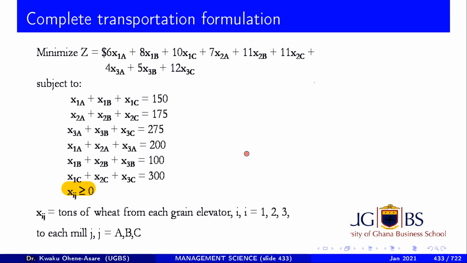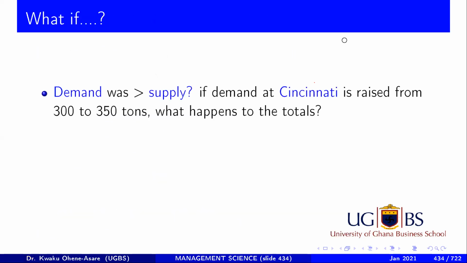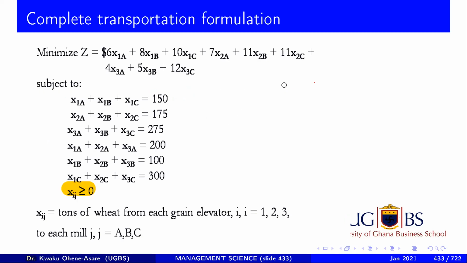Fantastic. Now, the next thing is to solve it. Of course, you will only have to solve this in Excel. You will only have to do that in Excel. But before then, let me ask you a few questions. What if demand was greater than supply? What would have happened? What if the total demand, which was 600, was greater than the total supply, which was 600? What if the demand at Cincinnati was raised from 300, if you can remember? They were expecting this 300, but what if they raise their demand from 300 to 350?